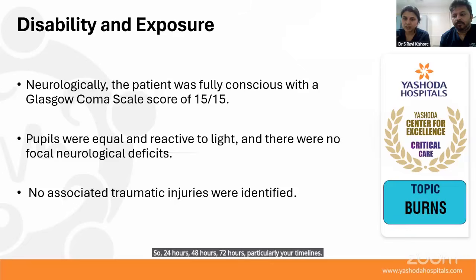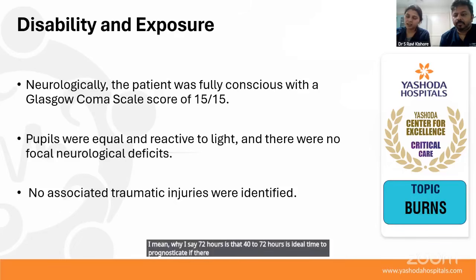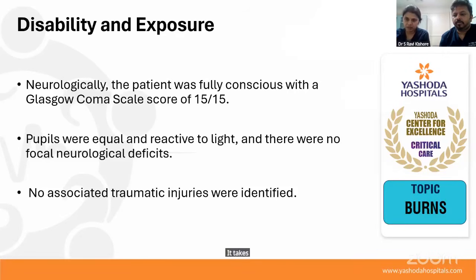72 hours, sir. Why I say 72 hours is that 48 to 72 hours is the ideal time to prognosticate if there is any hypoxic ischemic encephalopathy in such cases, because for MRI to evolve, it takes 72 hours for the findings in MRI.